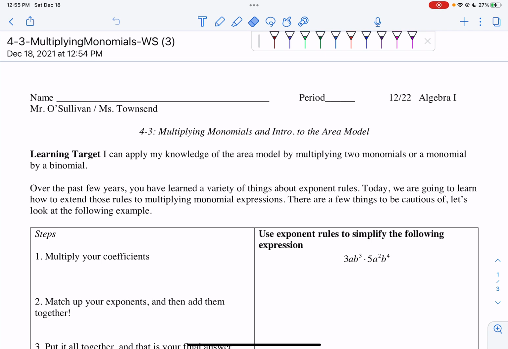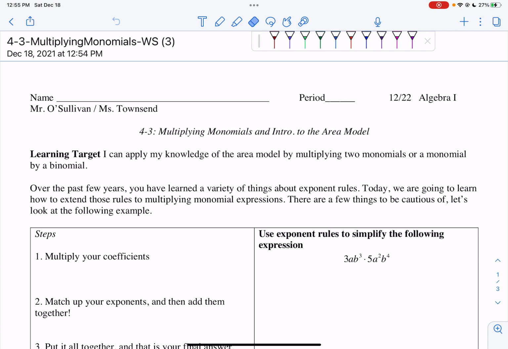Today's learning target is: I can apply my knowledge of the area model by multiplying two monomials or a monomial by a binomial. Over the past few years, you've learned a variety of things about exponent rules. Today we're going to learn how to extend those rules to multiplying monomial expressions. And there are a few things to be cautious of. Let's look at the following example to see what you need to be cautious of.